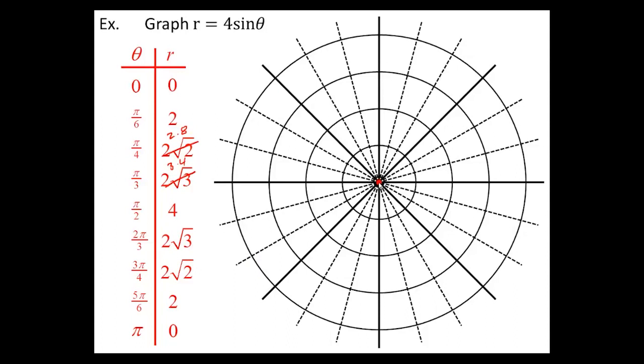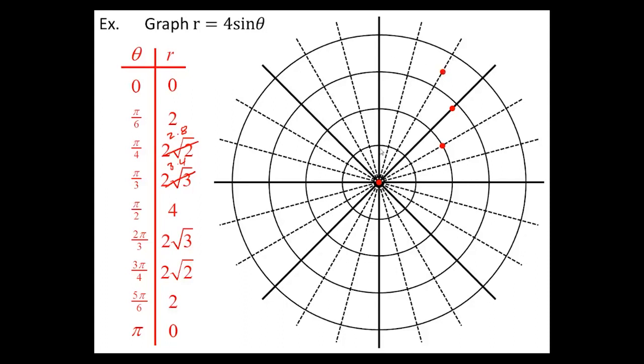My next coordinate along the pi over 6 line is going to be at 2. Then once I get to the pi over 4 line, I'm going to go ahead and approximate about 2.8. So here's 2, here's 3, so 2.8 is going to be somewhere around here. Okay, about right there. Then my next line would be at pi over 3, and I'm going to approximate it to be about 3.4. So here's 3, here's 4, here's somewhere in the middle, about 3.4.